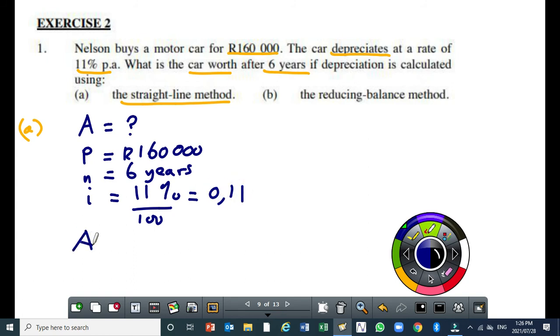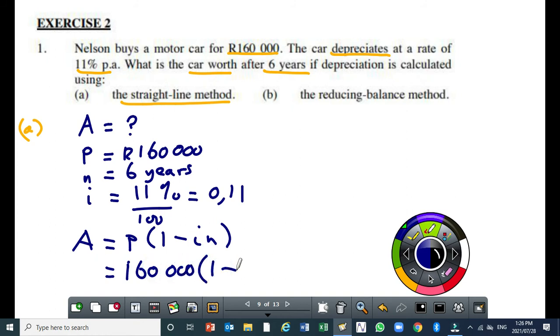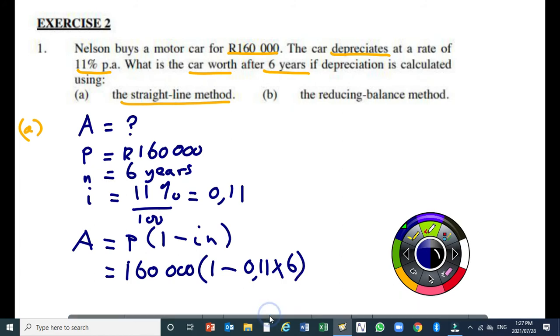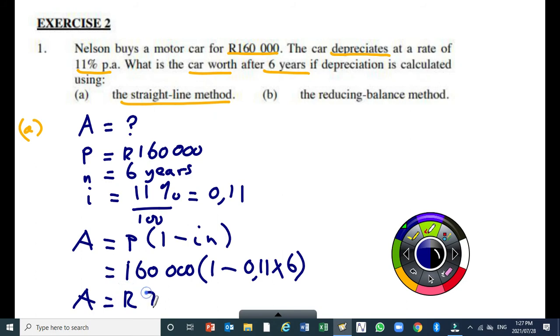So our formula is A equal to P times 1 minus I times N. And here we have 160,000 times 1 minus I, which is 0.11, times N, which will be 6. What answer do you get?